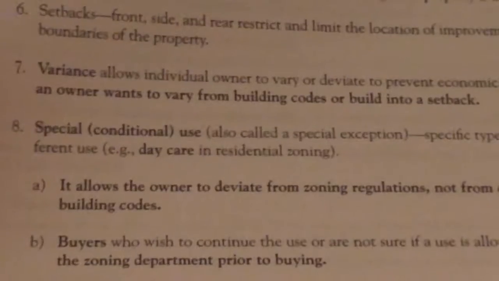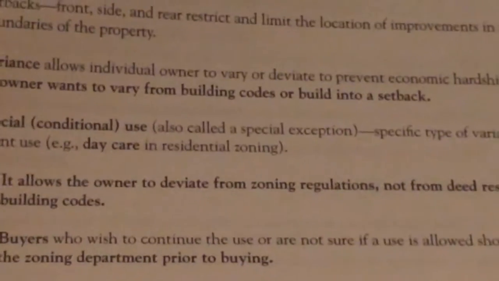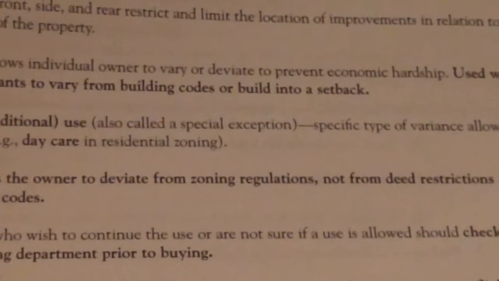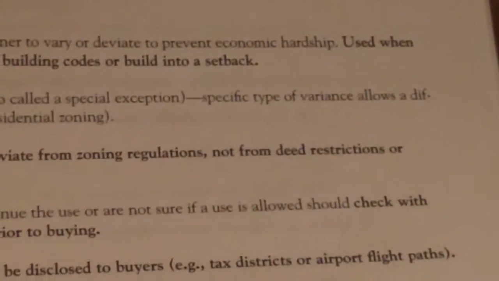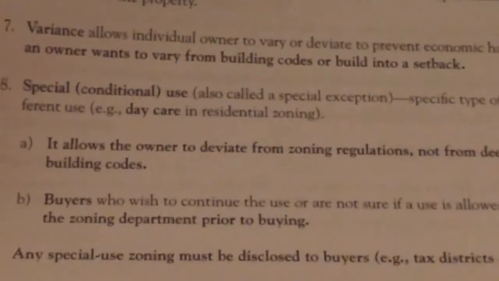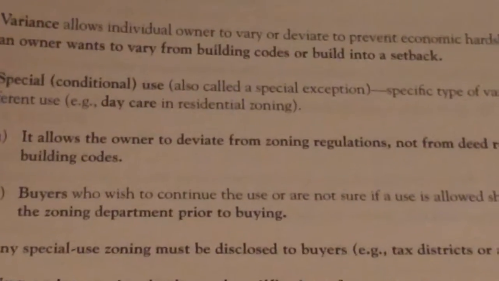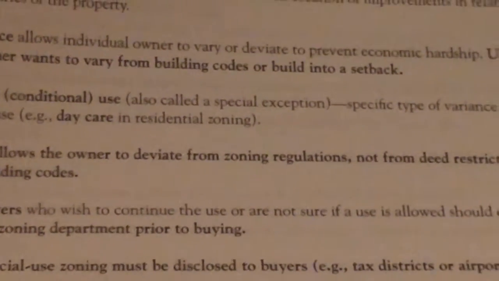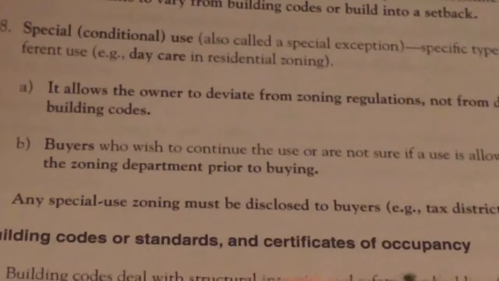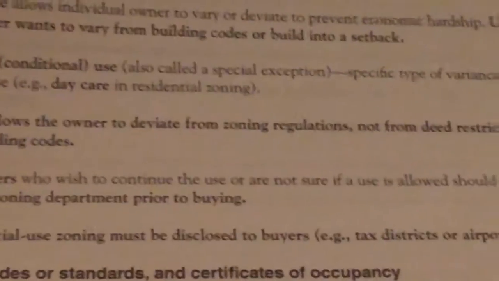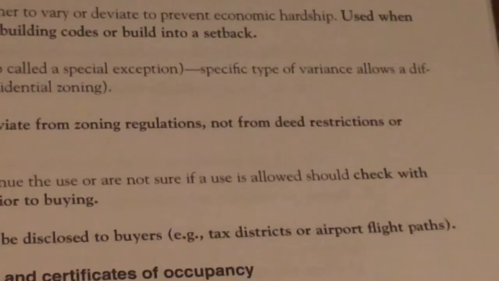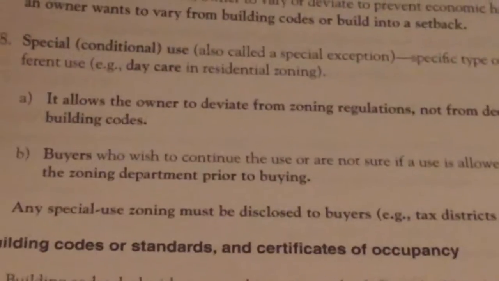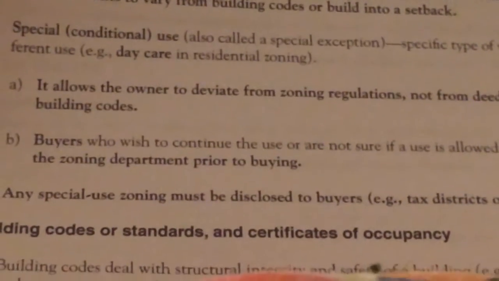8. Special conditional use, also called a special exemption. Specific type of variance allows a different use. For instance, daycare in residential zoning. A. It allows the owner to deviate from zoning regulations, not from deed restriction or building codes.